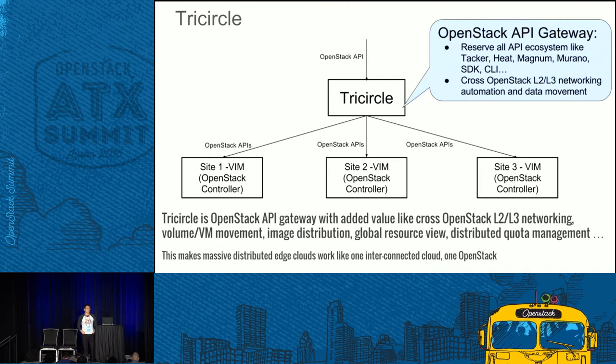Tricircle's most important feature is to offer L2 and L3 networking automation across different OpenStack instances in one site or in multiple sites. Besides the L2 and L3 networking automation, it also provides the functionality to support data movement from one site to another site, and image replication, and so on. Because Tricircle provides the OpenStack API and manages multiple OpenStack instances, it works like one interconnected OpenStack.